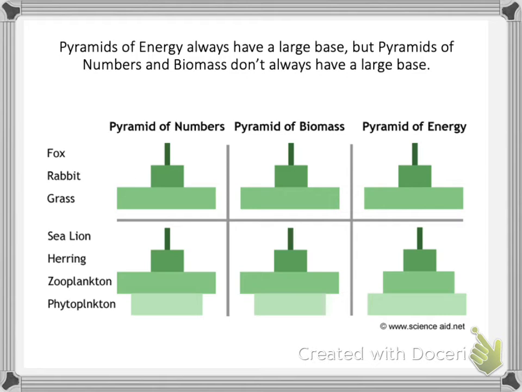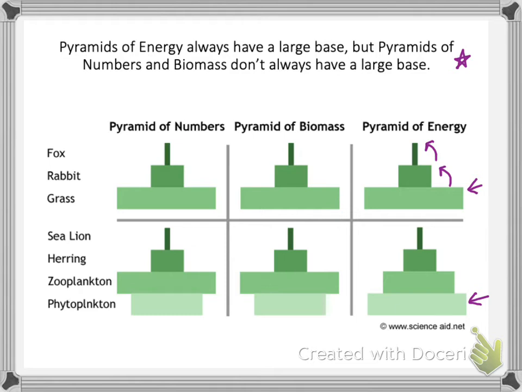Let's look at this idea that pyramids of energy always have a large base. Whether you're dealing with a terrestrial ecosystem or an aquatic ecosystem, the plants, the autotrophs, are the ones that are taking in the most energy. And because of that 10% rule, we're seeing a decline in energy as we move up the food chain. But numbers and biomass don't always show this.